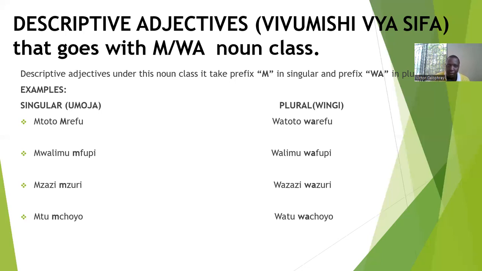The words that describe a person or something, we call them descriptive adjectives. So under one noun class, we just add M to the root of that descriptive word. You get me? Now let's see. Mtoto mrefu. Mrefu is ref. The word ref is tall. T-A-L-L.